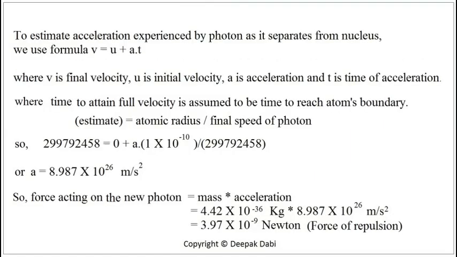To estimate the acceleration experienced by the photon as it separates from the nucleus, we use the formula: final velocity v is equal to initial velocity u plus acceleration multiplied by the time for which force is applied. If we assume the photon attains full velocity by the time it reaches the atom's boundaries, we get acceleration equal to 8.987 into 10 to the power 26 meters per second square. So the force acting on a new photon is equal to mass into acceleration, which comes out to be nearly 3.97 into 10 to the power minus 9 newtons.